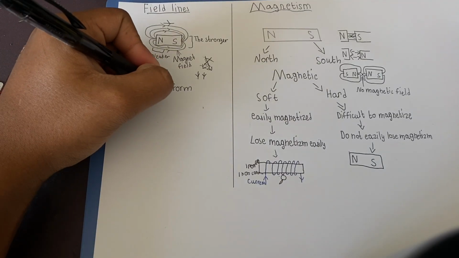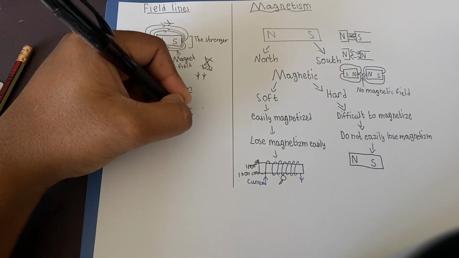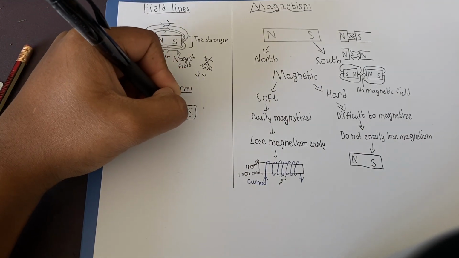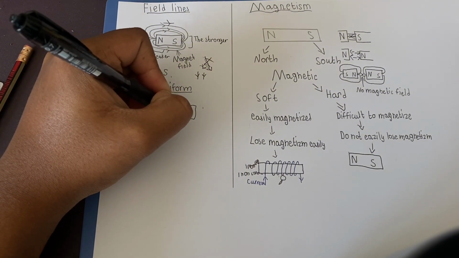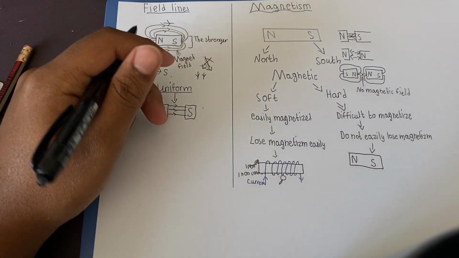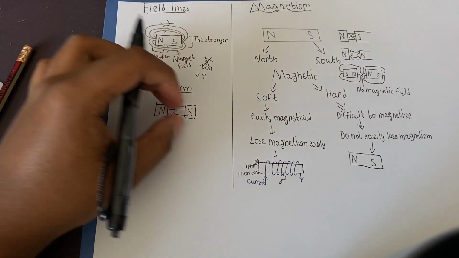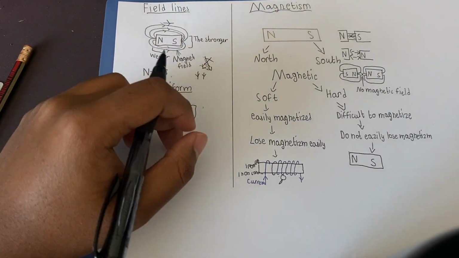Now let's talk about uniform magnetic field. For example, two poles over here. If I draw straight lines over here, with the same distance between each line, from north to south, in the same direction and the same length, this is called a uniform magnetic field because they have the same strength across. At any point, they have the same magnetic field strength.